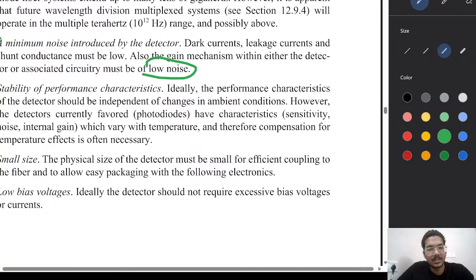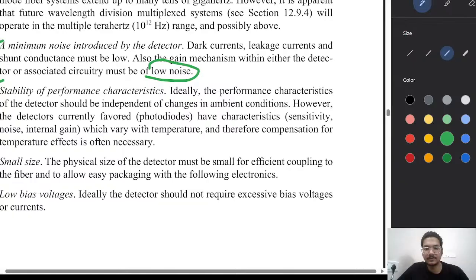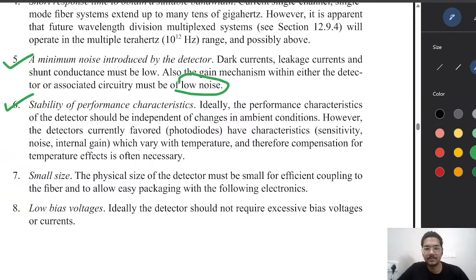Stable performance with temperature. For photodiodes, the sensitivity and noise vary with temperature. Ideally the detector should remain stable under ambient variation, but practical receivers use thermal compensation or feedback circuits.